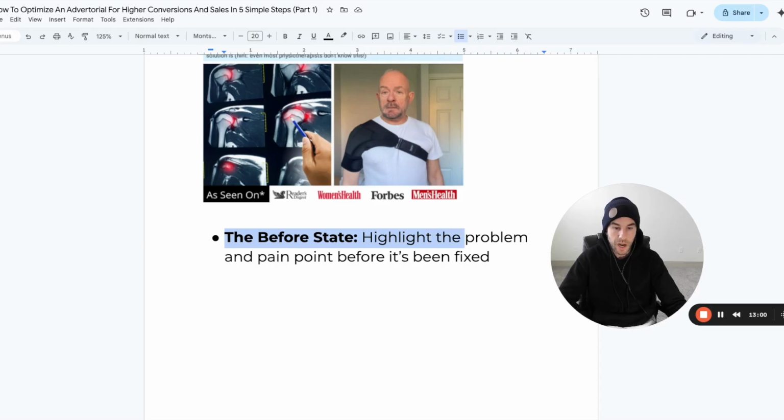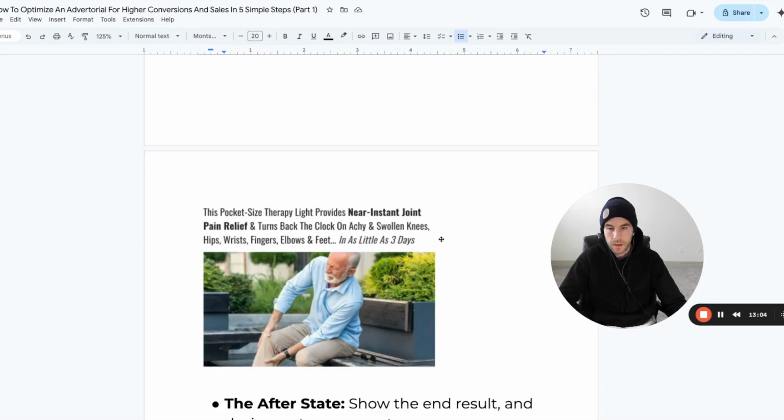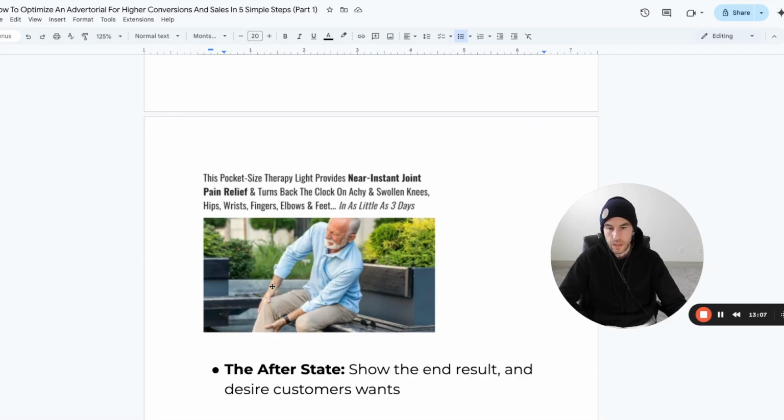This is typically going to highlight the problem and the pain before it has been fixed for them. Here you can see this guy obviously in leg pain. This pocket-sized therapy light provides near instant joint pain relief and turns back the clock on achy and swollen knees, hips, wrists, fingers, elbows, and feet in as little as 3 days. But the main thing here is this looks like a pretty organic picture.